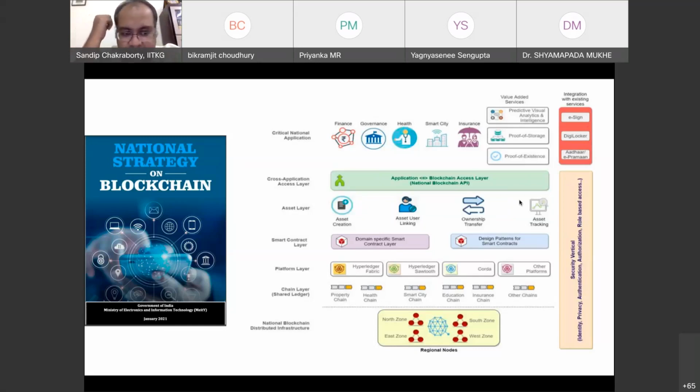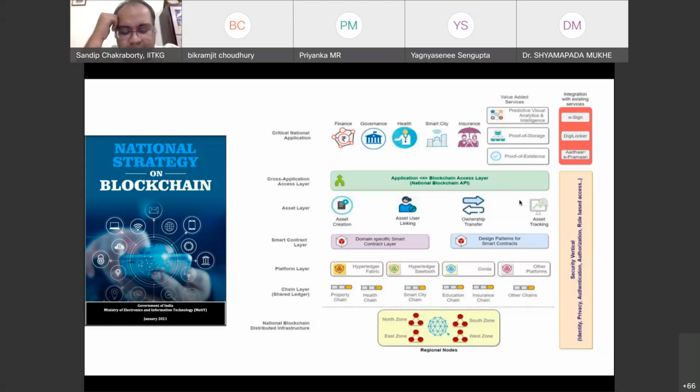This is something that got published in January 2021 from MIT, which published a draft national strategy on blockchain and asked for public views on it. That draft came based on the success of the pilot projects taken by the Niti Aayog. This document is publicly available. You can just do a Google search, download it, and check the different aspects that MIT has tried to focus on.